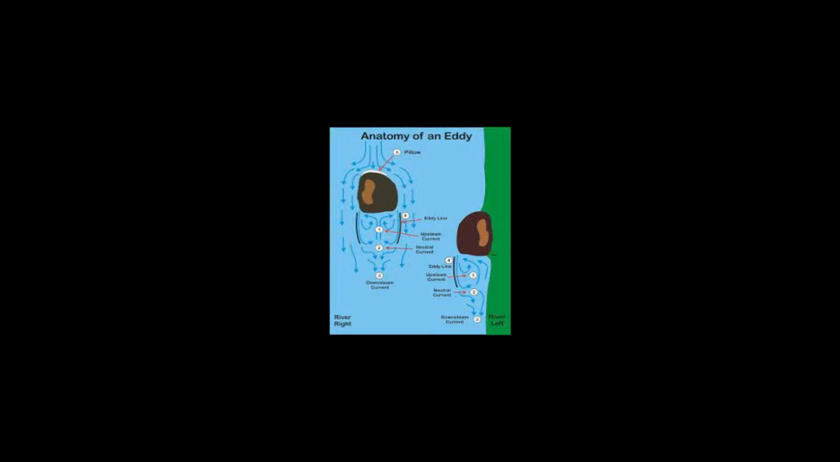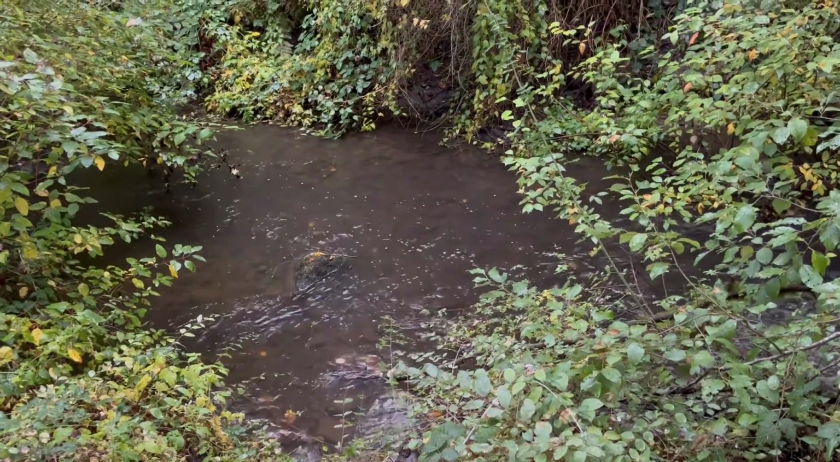Obstacles such as trees, rocks, or small islands will cause the flow of water to split into two directions. The area behind the obstacle has no velocity and has a neutral current, so the two streams quickly flow around and into it, creating an eddy.